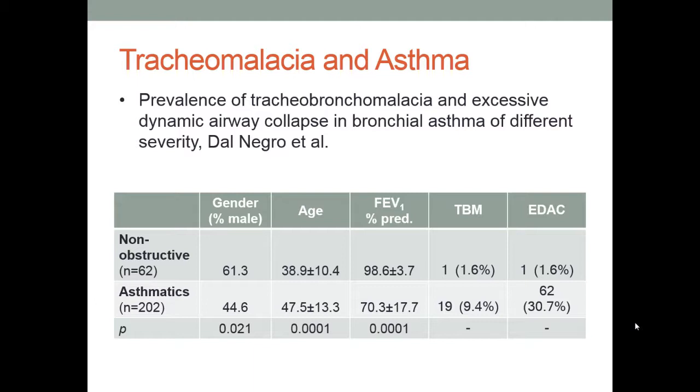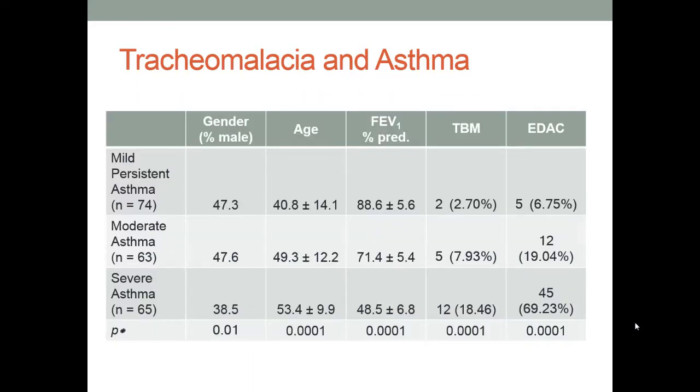So this was a study that was performed to see if there was any association between tracheobronchomalacia as well as dynamic airway collapse in those with asthma. They took 202 asthmatic patients and compared them to 62 patients who had no obstruction. Again, this is based on FEV1 spirometry, so maybe not the best method. But they did find a much higher proportion of not only tracheomalacia, but dynamic airway collapse in patients with asthma. They also found that patients with more severe asthma had a higher proportion of tracheobronchomalacia and excessive dynamic airway collapse.